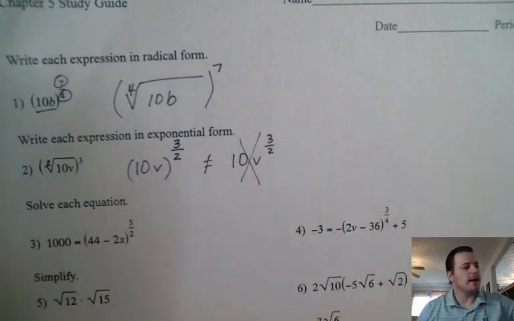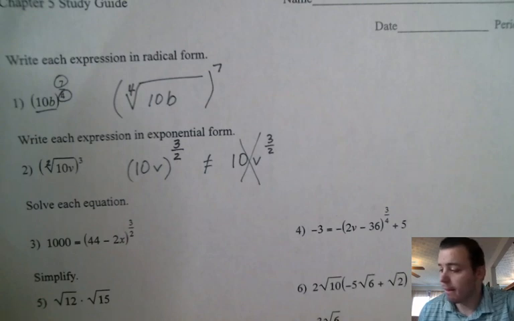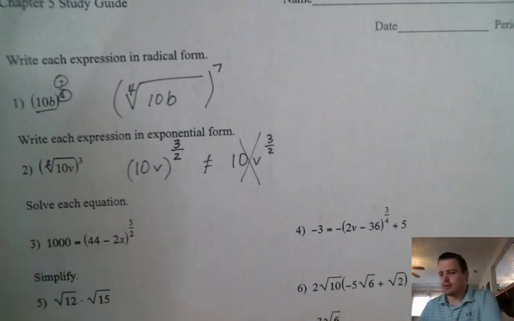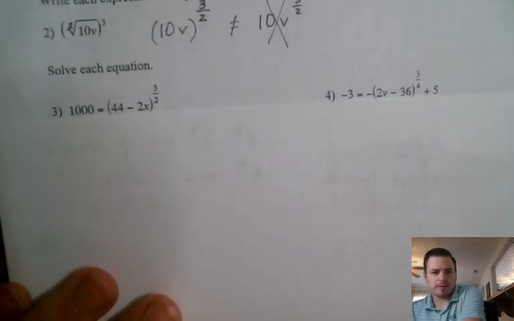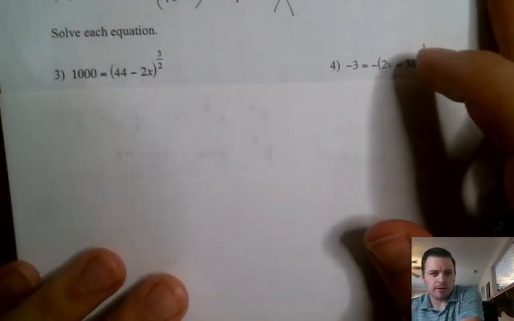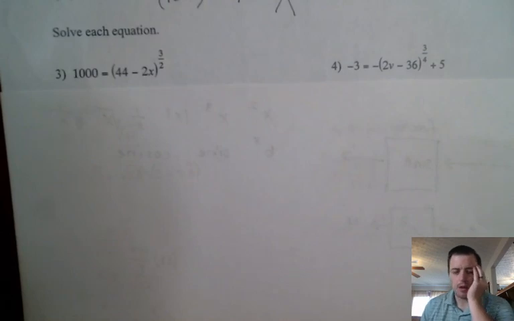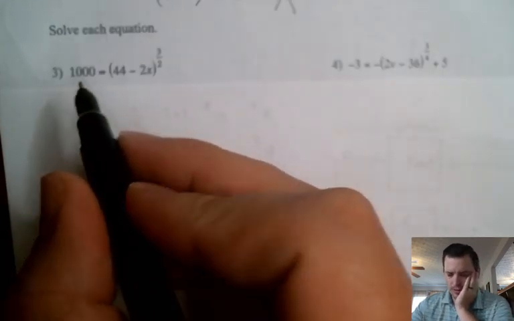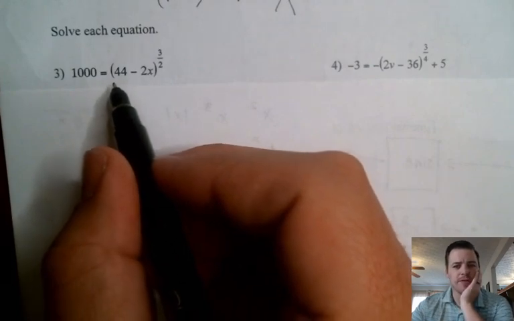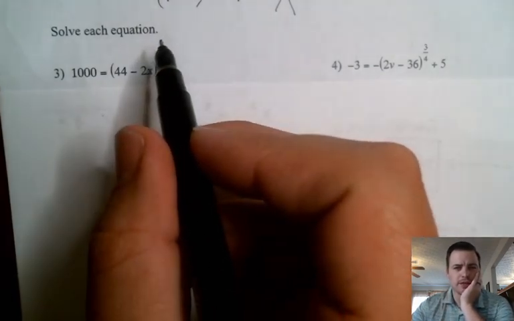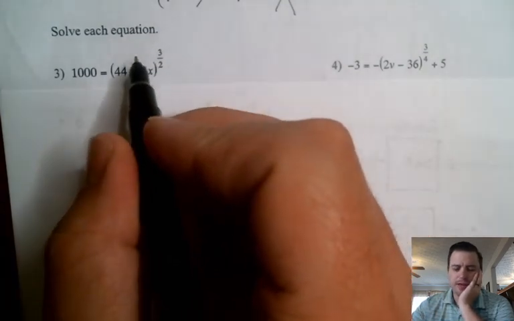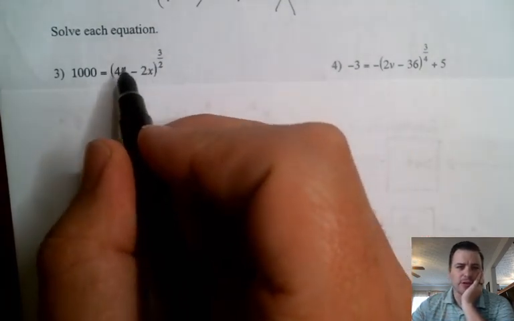Looking at number 3. Okay? So number 3, there's not too much space there, so I'm going to get a blank piece of paper, and I'll work it out. You feel free to do the same. All right, so number 3, 1,000 is equal to the quantity of 44 minus 2x raised to the 3 halves power. All right, so first step is to put that in radical form.